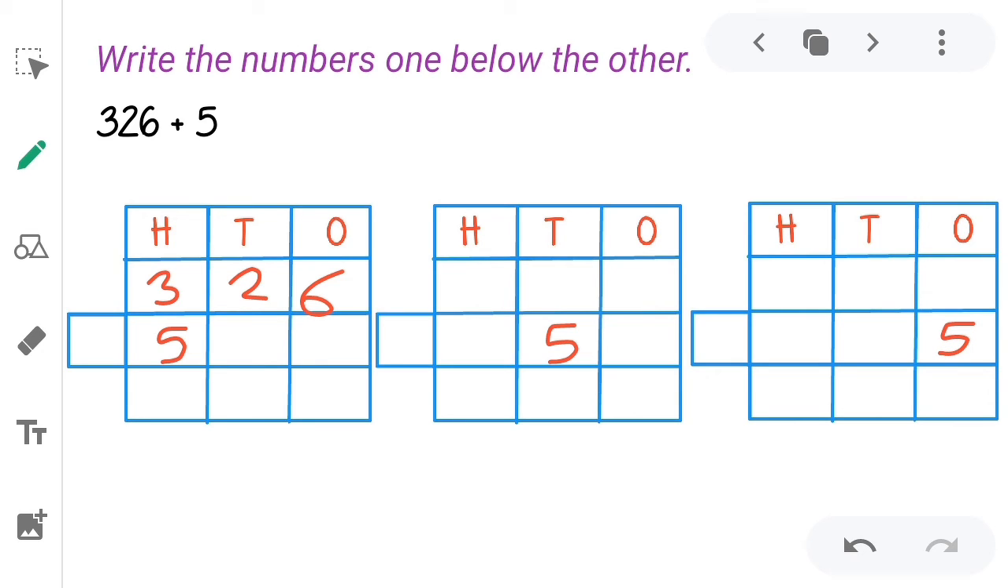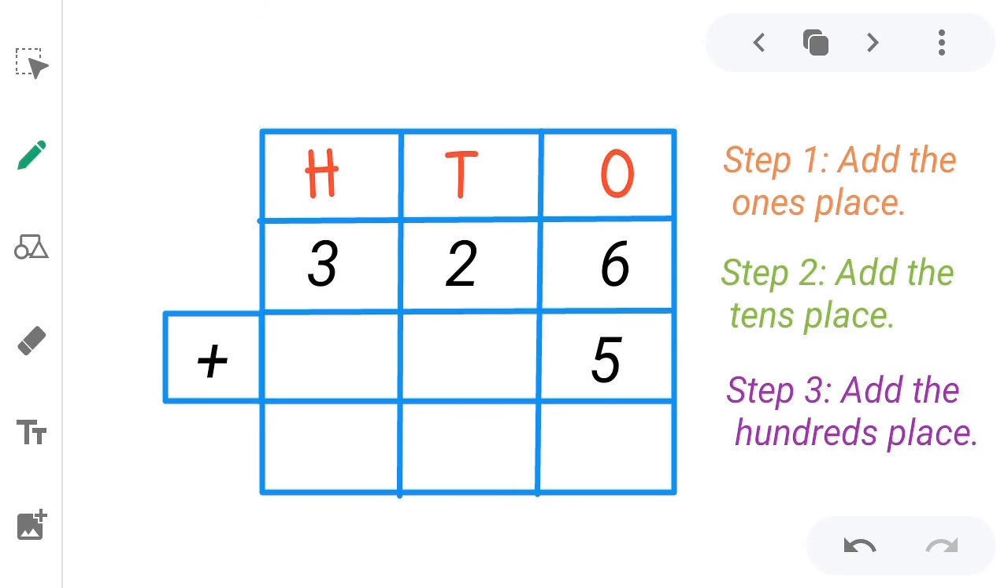The first number is 326. So 3 in hundreds place, 2 in tens place, and 6 in ones place. So children, this is the correct way of writing the numbers if they have different number of digits. We will not write 5 in hundreds or tens place. So these two ways of writing the numbers are not correct. The only correct way is the third one. Now let us solve it.